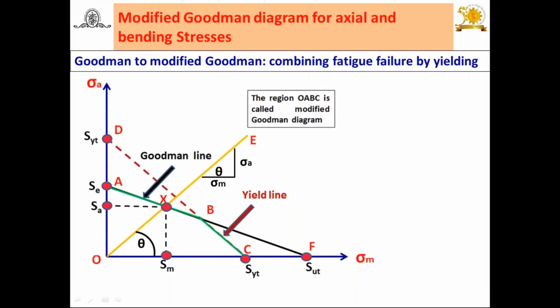Once you get this tan theta, later on you have to locate the point here. Look at this, I have located point X. X is a coordinate having Sa and Sm. This coordinate we have to find out, Sa and Sm. So you can use the equation of these points also for Sa and Sm.